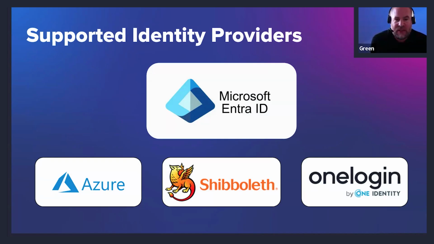So the identity providers that we specifically support, i.e. we have tested with all of these, are Microsoft Entra ID, both internal and external variations of it, Microsoft Azure, Shibboleth, and OneLogin. Just because your identity provider might not be on this list doesn't mean that it won't work. It just means that we haven't actually tested with that provider. Because it's a standardized way of sharing credentials, then Connect should be able to integrate with other systems as well.